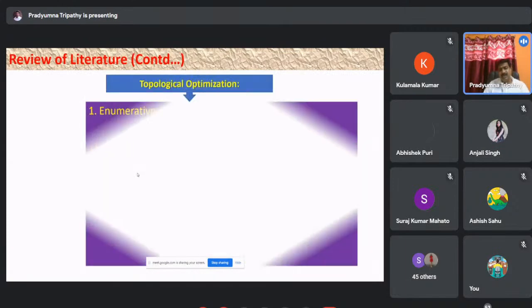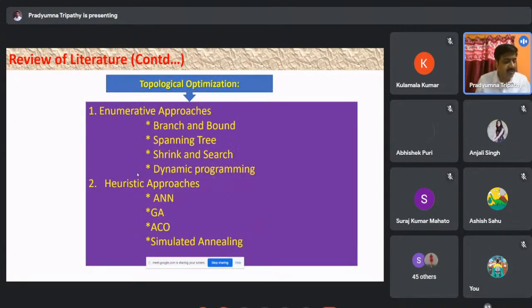Similarly, there are various methods that are also used for solving the topological optimization problem. Those methods can be broadly classified into two categories. Some are based on enumerative approaches and some on heuristic approaches. The enumerative approaches are like branch and bound, spanning trees, shrink and search, and dynamic programming. And heuristic approaches are based on ANN, genetic algorithm, ant colony optimization, and simulated annealing. So these are heuristic approaches.